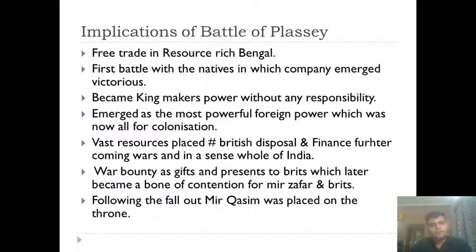Now, what happened in the Battle of Plassey is Mir Jafar was installed in the place of the Nawab. Okay, but he was made to pay what? He was made to pay gifts to the British, and these gifts were so high that the Bengal treasury nearly collapsed. So the Britishers became kingmakers, with power without any responsibility, and emerged as the most powerful foreign power, now all set for colonization. We studied about the Portuguese and why they left, and about the Danish and the Dutch. The only power which challenged the Britishers was the French, but the French were also very handsomely defeated.